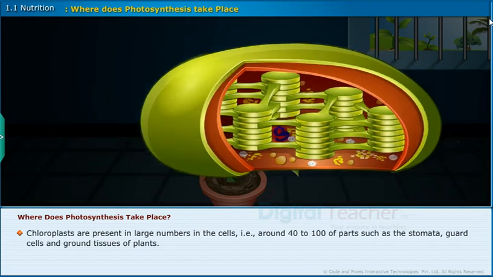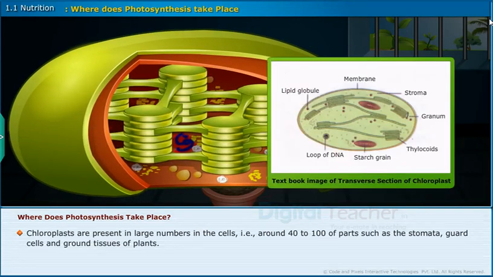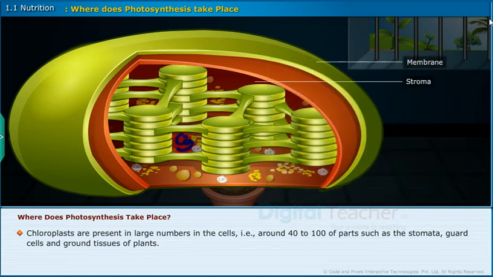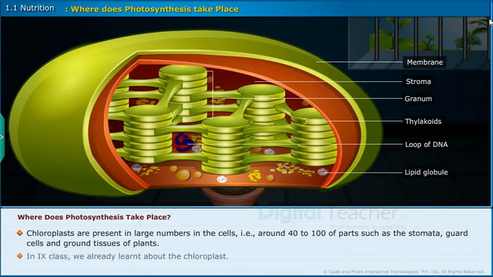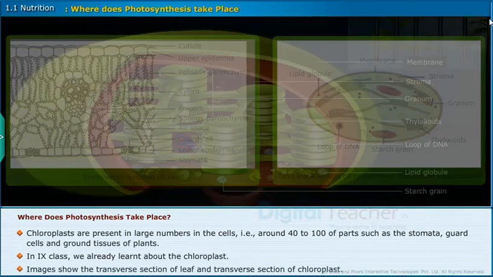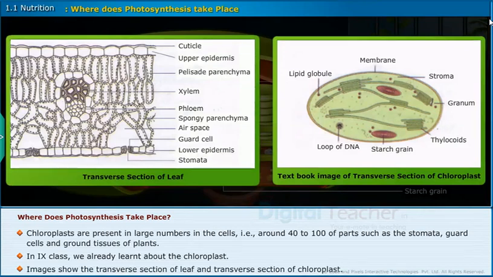Chloroplasts are present in large numbers in the cells, that is around 40 to 100, in parts such as the stomata, guard cells and ground tissues of plants. In 9th class, we already learnt about the chloroplast. The transverse sections of leaf and chloroplast are shown on screen.